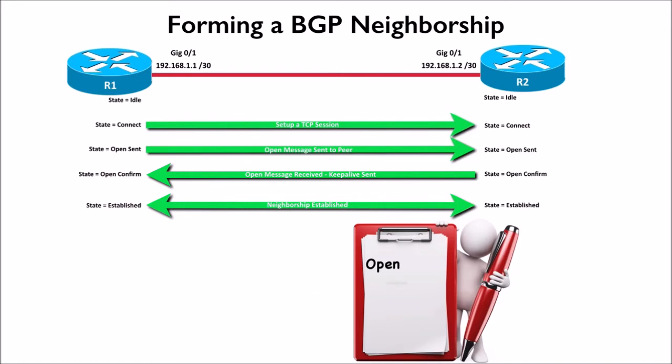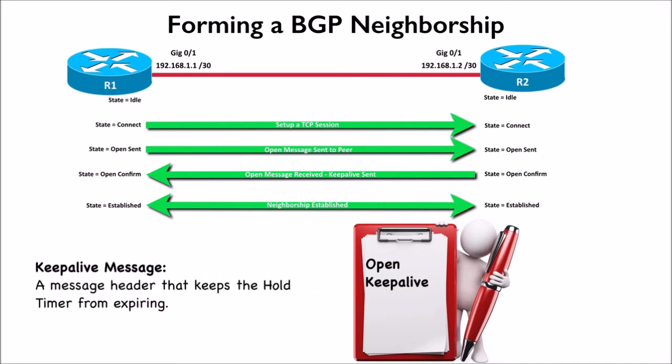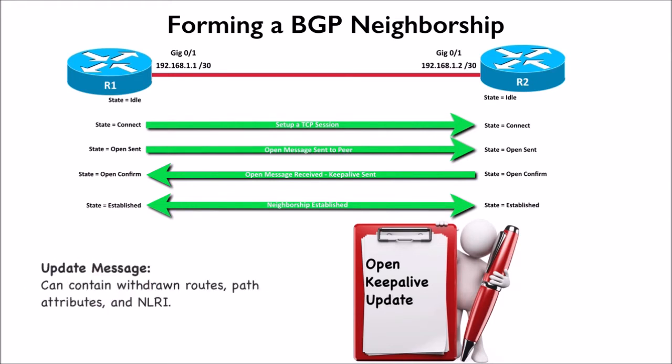We also talked about the keep alive message that was sent. This is a very lightweight message. It's just a message header, and it keeps the hold timer from expiring. It's a way for one router to tell its neighbor that it's still there. The message type that BGP uses to send routing information is called an update message. And this update message can have a listing of network prefixes that we want to withdraw from the BGP table, if we have any of those. The update message contains path attributes, such as the autonomous system path, the local preference, and also network layer reachability information about the network prefixes that we are advertising.